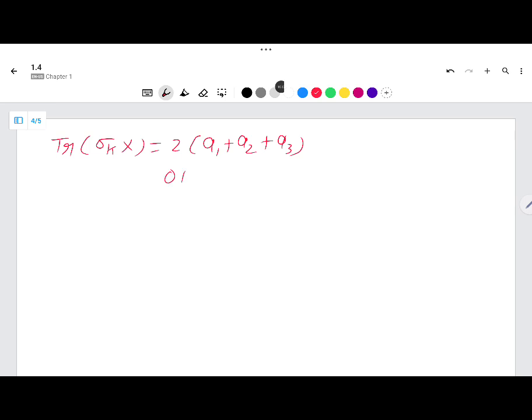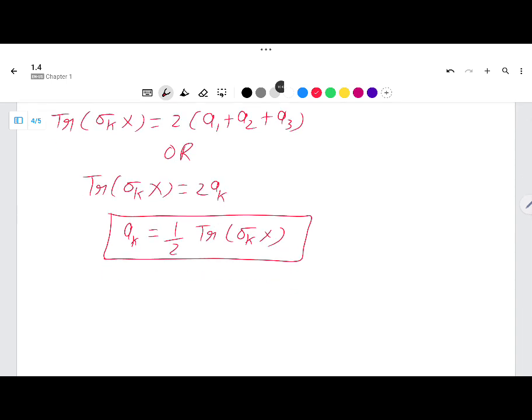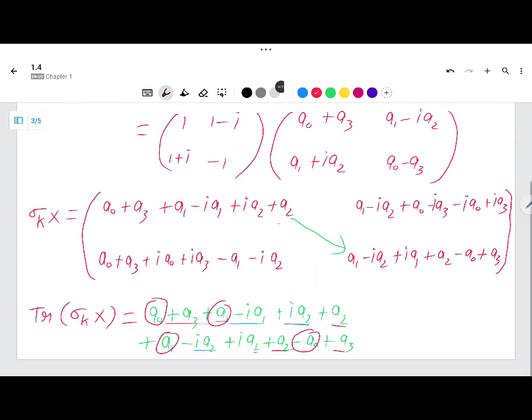Or if one wants to use shorthand notation, you can just write 2 a_k. So a_k is half the trace of sigma_k X. Okay, seems fair.